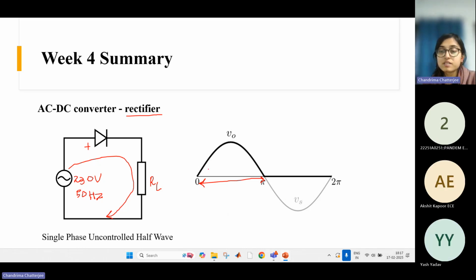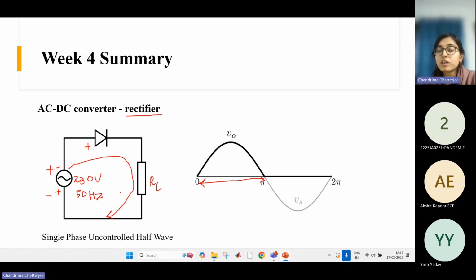Now what happens in the negative half cycle? As soon as the voltage goes down and becomes less than 0, the diode becomes reverse biased, right? Because now the instantaneous polarity of the supply voltage is like this. Earlier it was like this, but now it is like this, because it has changed the polarity. So now the diode can't conduct.